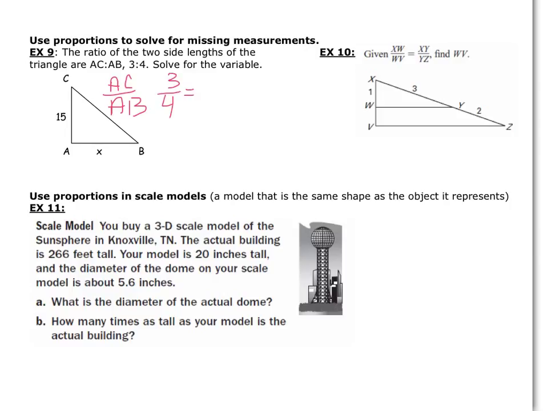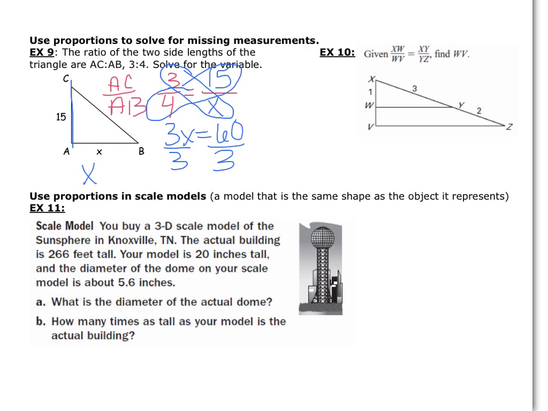So again, label everything, because the left side must be built just like the right. So here AC is 3 and AB is 4. On the actual picture, AC here is 15. That 15 has to go on top because it corresponds here with AC. We don't know what AB is, so we're going to cross multiply. So 3x is equal to 15 times 4, which is 60. So there you go. X is 20.